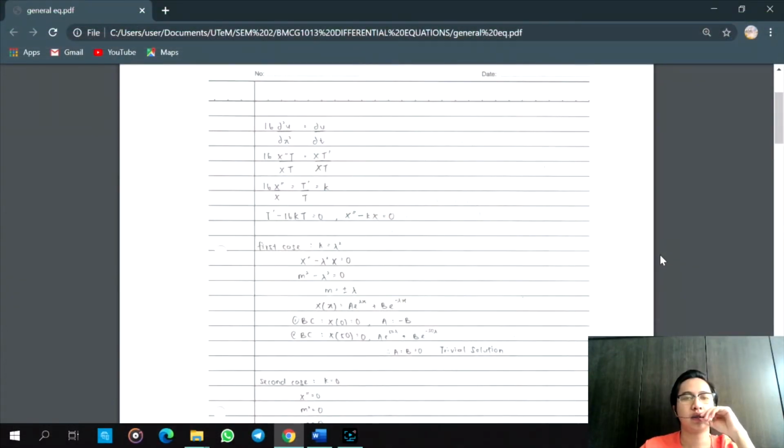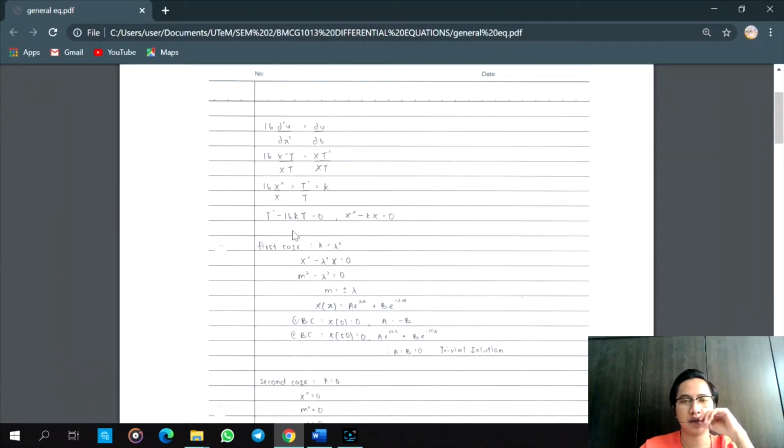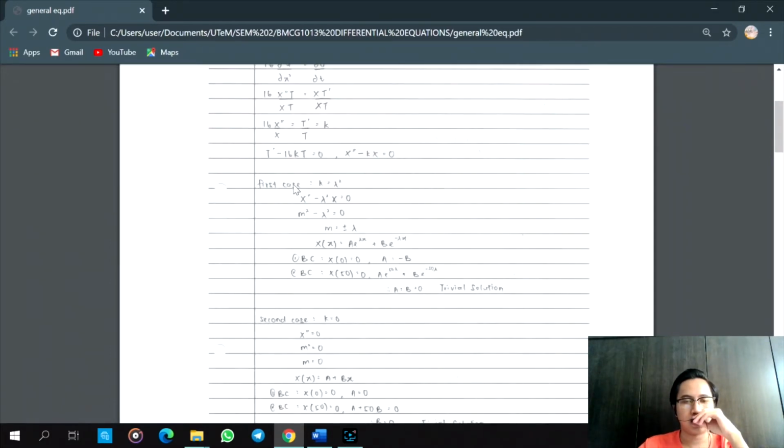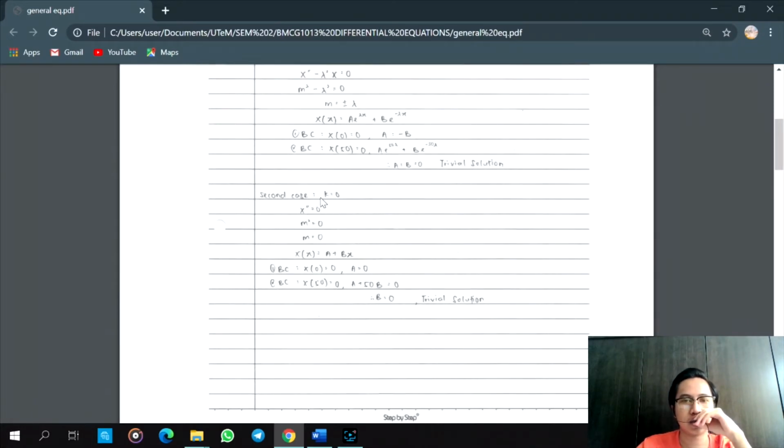Today I will explain how to get the general formula for the analytical method. First step, we use the method of separable variables, and then we get two equations. For the analytical method for the PDE, we have three cases. First, k equal to lambda square. We put it inside the X equation, we get a trivial solution, so we cannot use it. Also the second case, k equal to 0, we get a trivial solution.